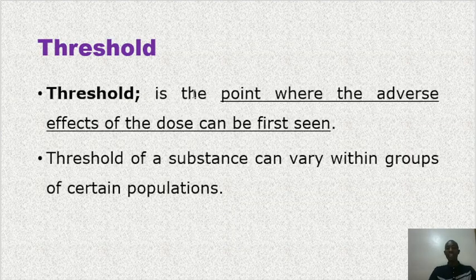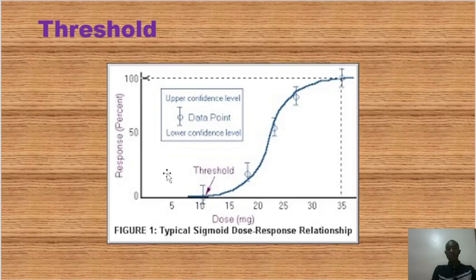We define a threshold as a point where adverse effects are first seen. That point, we always call it a threshold. For example, this is a sigmoid curve. Here we have our dose and then the response. And we shall see that if this was substance A, at 0 there is no response. At 1, there's no response. At 5, no response. But as it reaches 10, this is where we began seeing the adverse effects, because I see now the graph is starting at 10. So at 10 is where it becomes our threshold. The point where we begin seeing the adverse effects is the threshold.